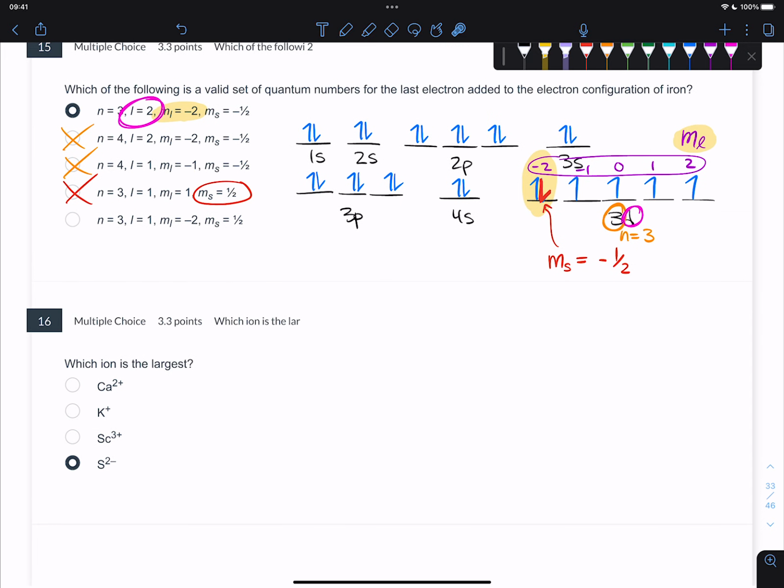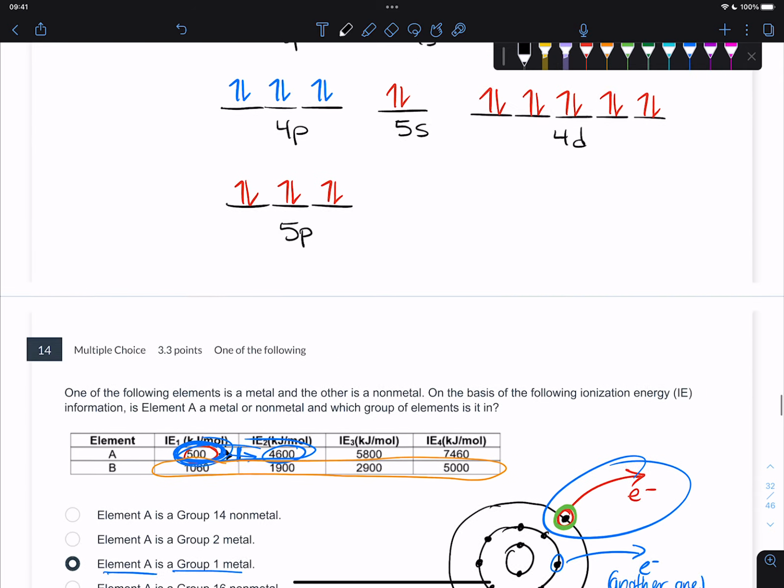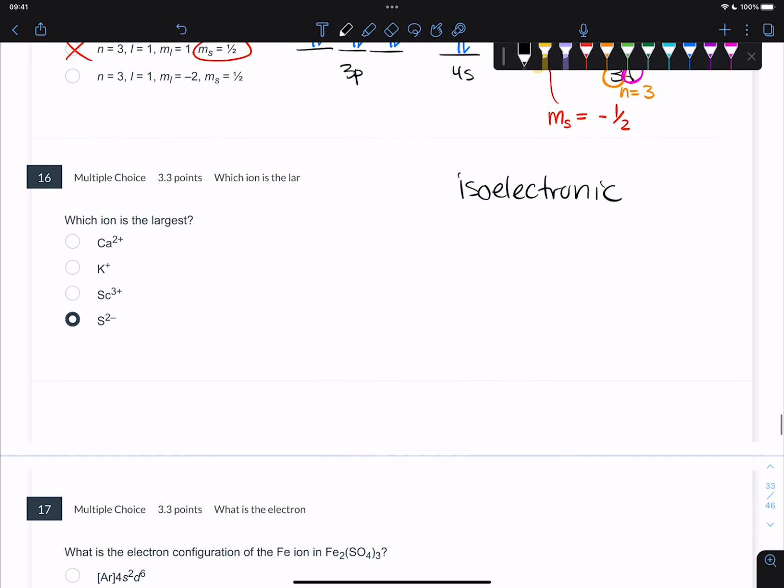By this point, you're probably over quantum numbers. I am. 16. Which ion is the largest? So when it comes to ions and their size, one of the things you should remember first of all is isoelectronic. We talked about that. If something is isoelectronic, that means it has the same number of electrons. Now, some of these are certainly isoelectronic. I think actually all of them. I do not have the periodic table memorized.